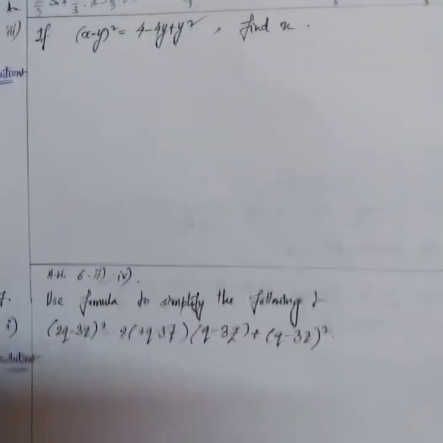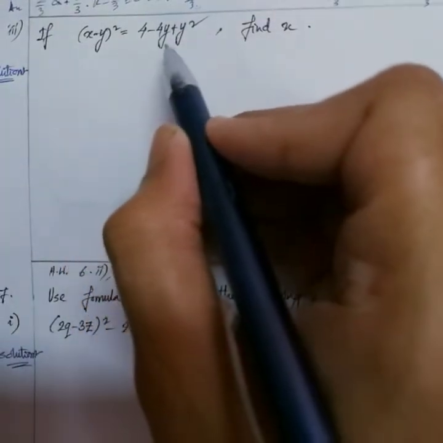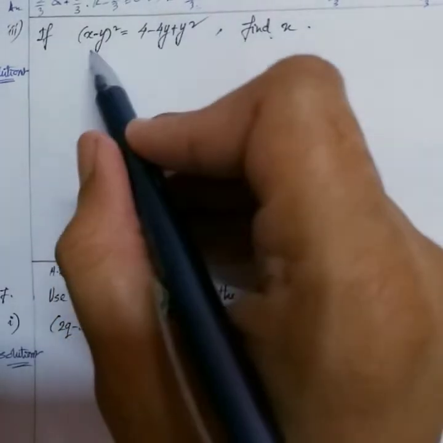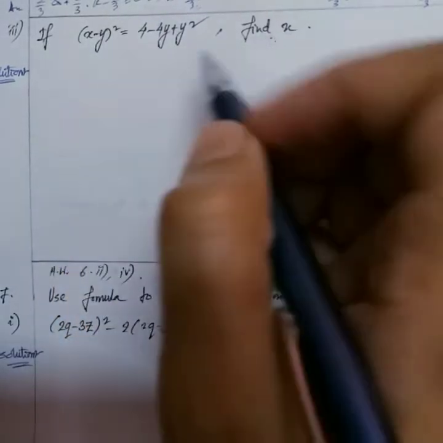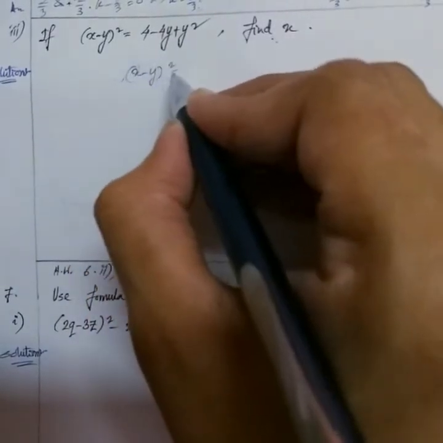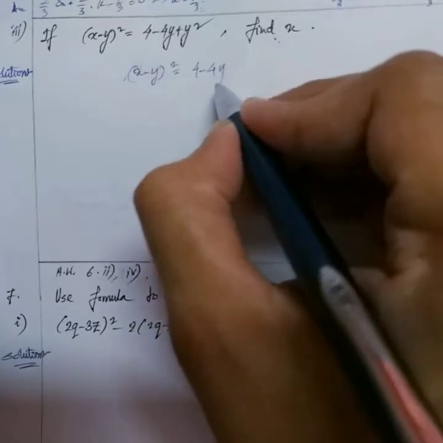The question says, if (x minus y) whole square is equal to 4 minus 4y plus y square, find x. So if this is true, then you have to find the value of x. How to do it? Let us first write what is given. (x minus y) whole square is equal to 4 minus 4y plus y square.